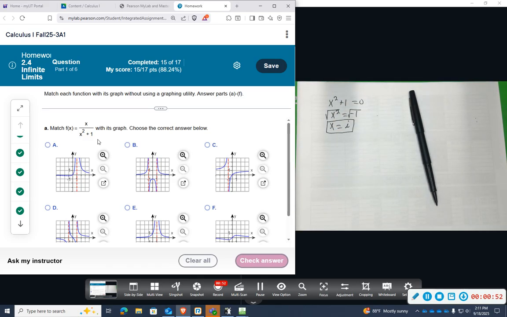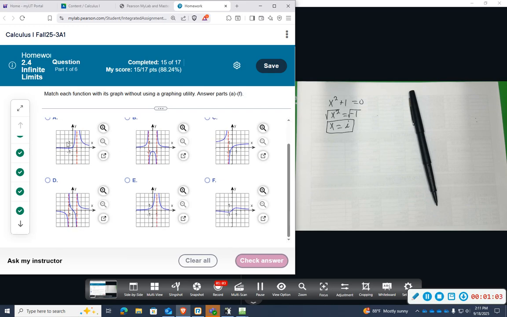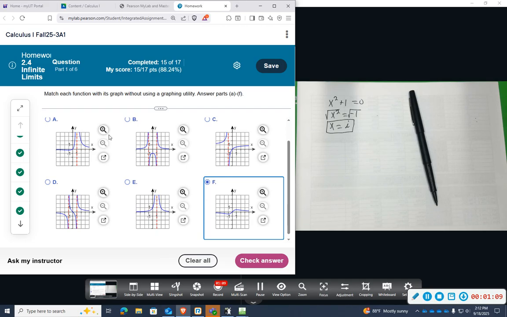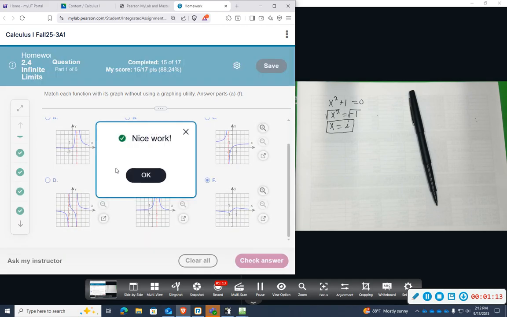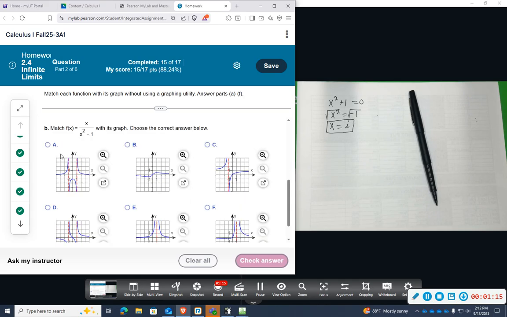And so I'm going to look at each graph and see which one does not have a vertical asymptote. And then if there are multiple, we can plug in points and try to find which one matches. So it looks like all of these answer choices have an asymptote except F. And so just based on finding the asymptote, we can conclude F would match our first equation.